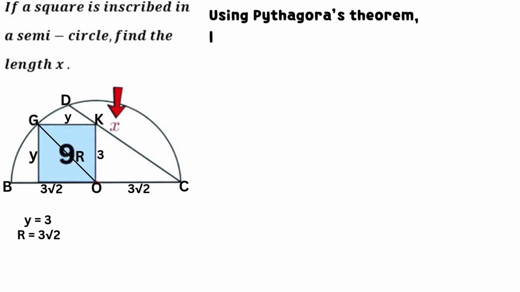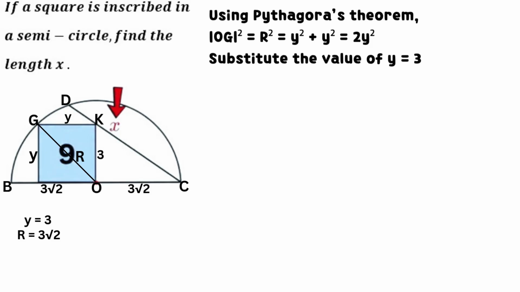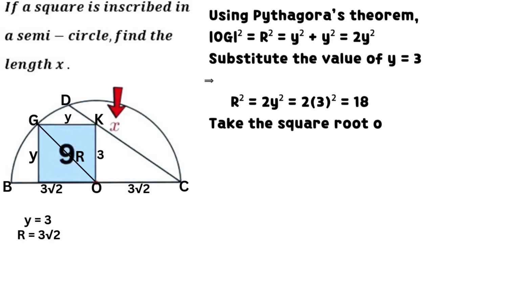Using Pythagoras' theorem, the square of O, G equals the square of R, which equals the sum of 2 times the square of Y. Substitute the value of Y equals 3. This implies that the square of R equals 2 times the square of Y, which equals 18. Take the square root of the equation. It follows that R equals the square root of 18, which equals 3 times the square root of 2.